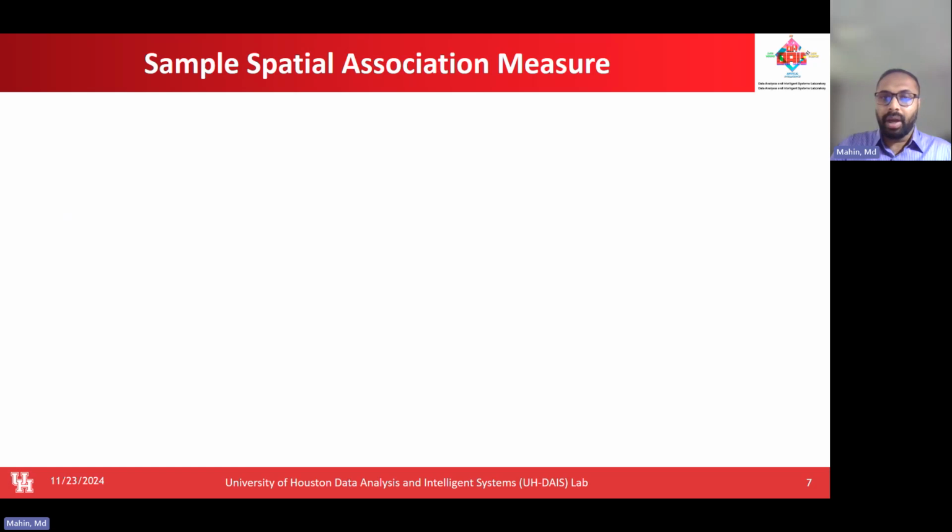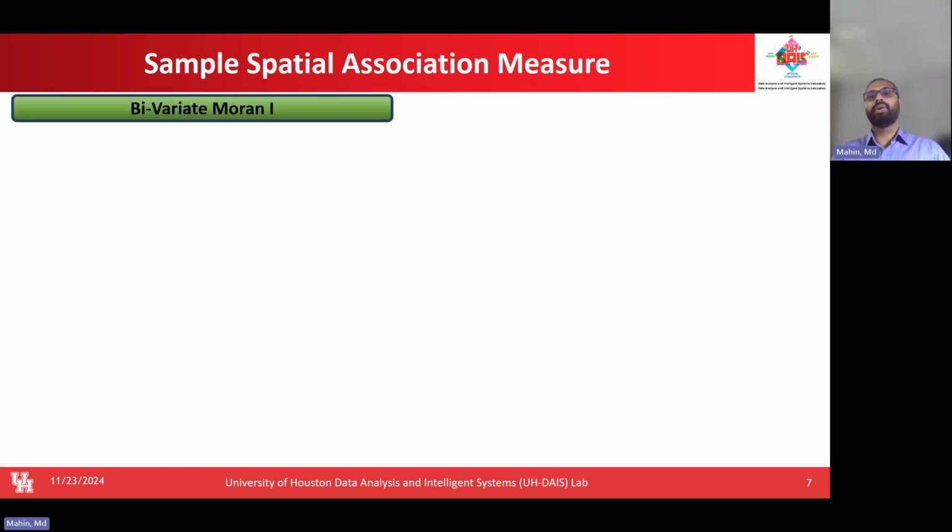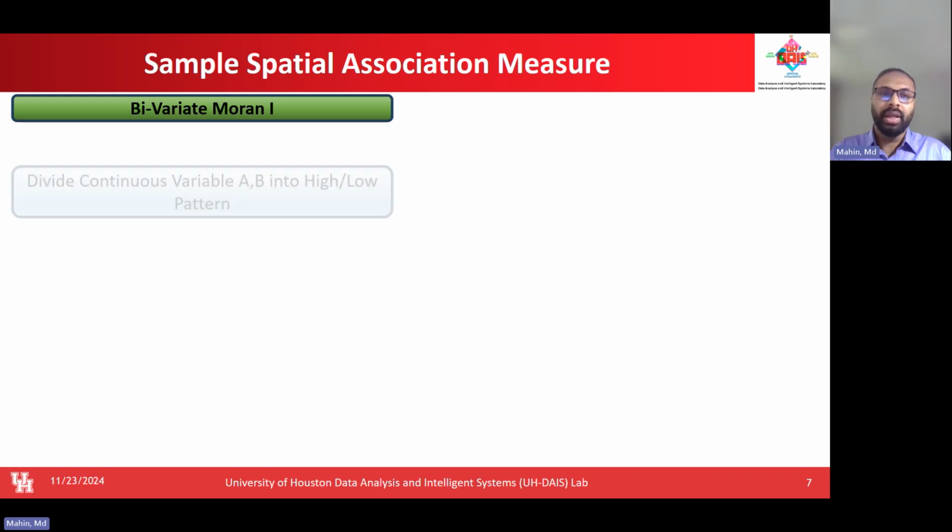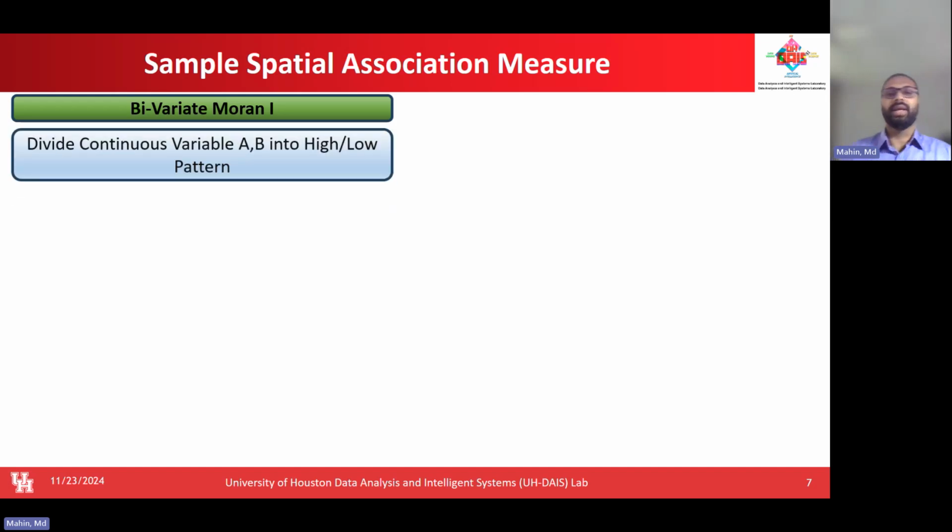So if we discuss sample association measures from the literature, we can discuss bivariate Moran's I, because spatial association measures for multivariate analysis are very scarce. This is one example that is often used for two-variable association. In bivariate analysis, suppose we have two continuous variables, A and B.